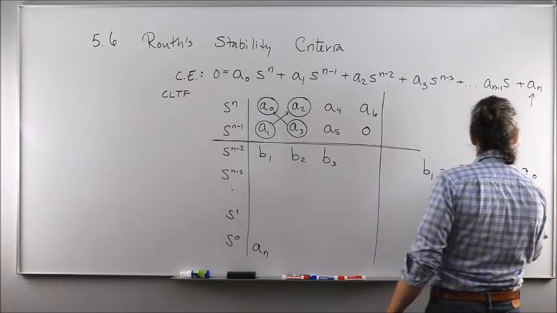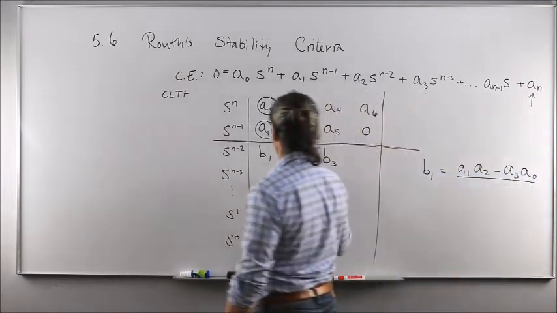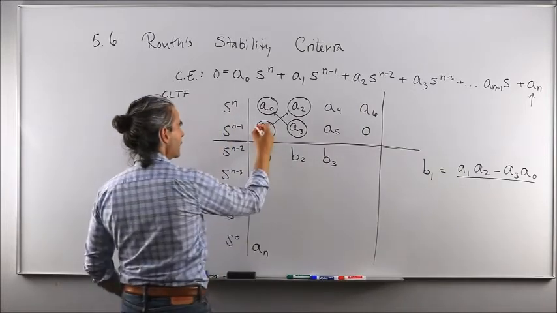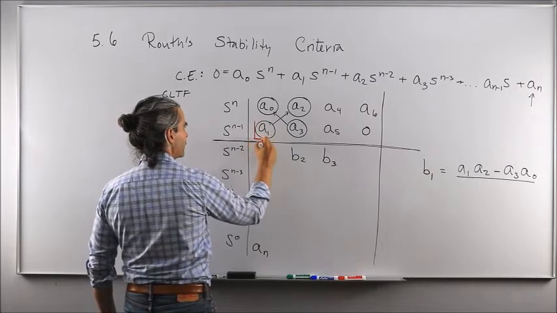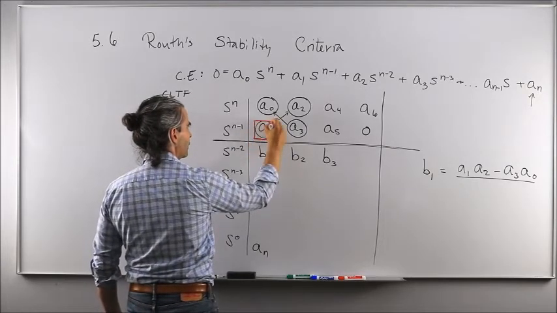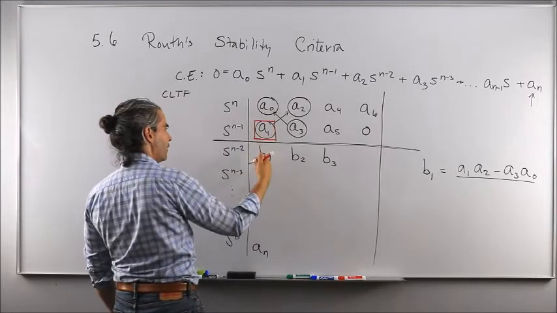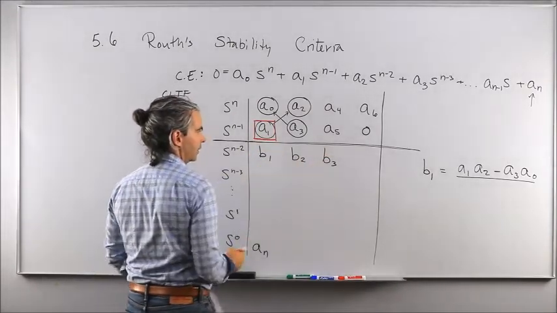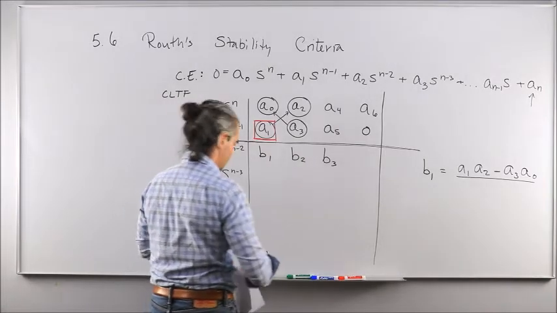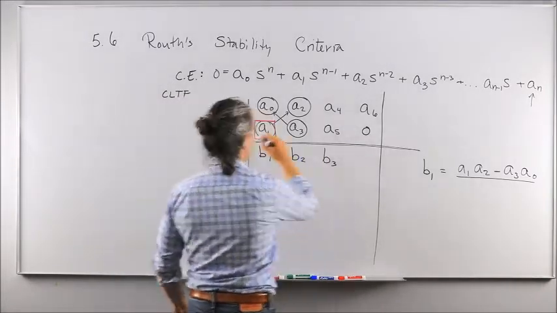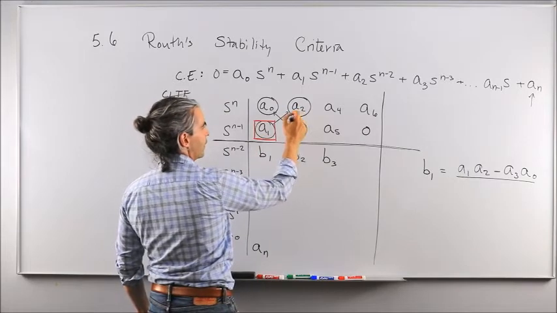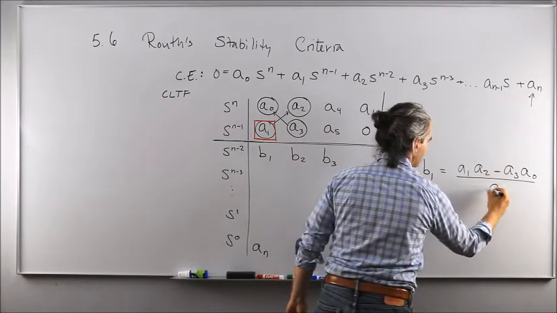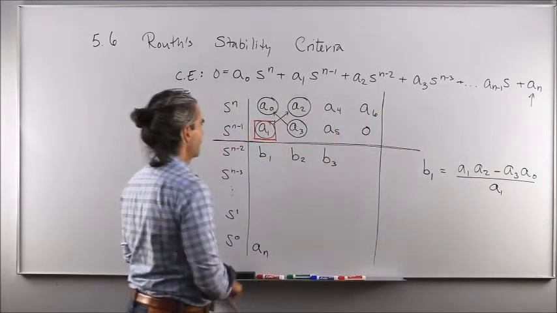But then you need to divide by what I call the anchor. So the anchor coefficient is always going to be the one in the first column of the row immediately above the row for which you're currently calculating the coefficients. Okay? So this times this minus this times that, over the anchor, which is A1. Okay? That is for B1.